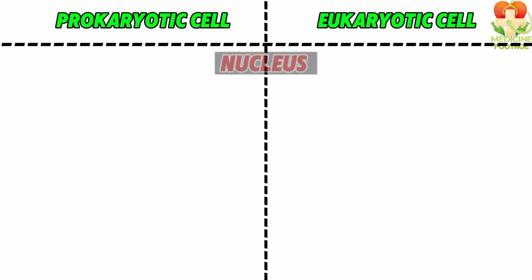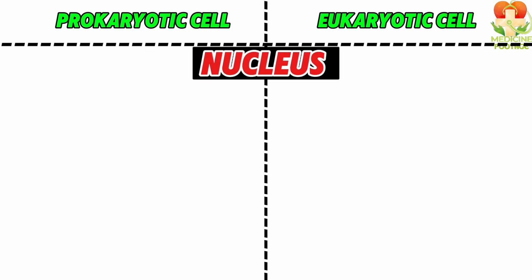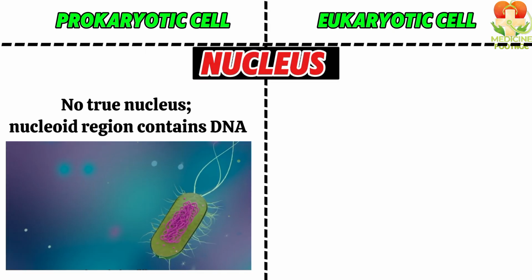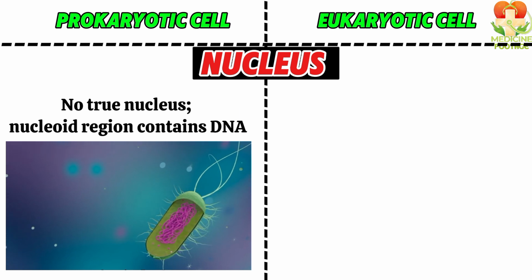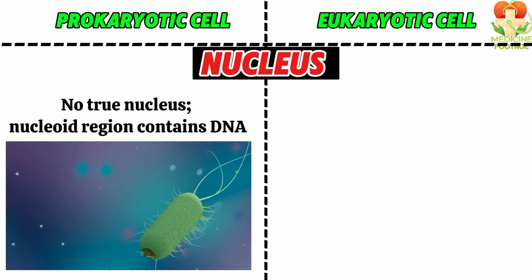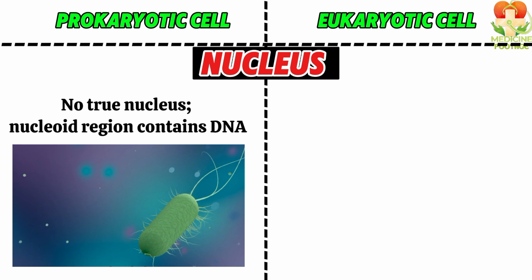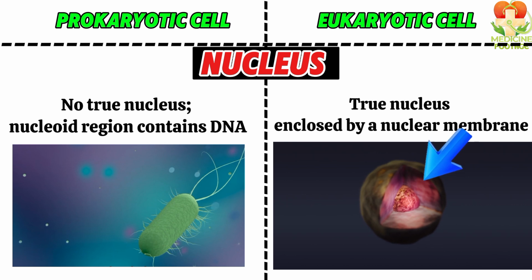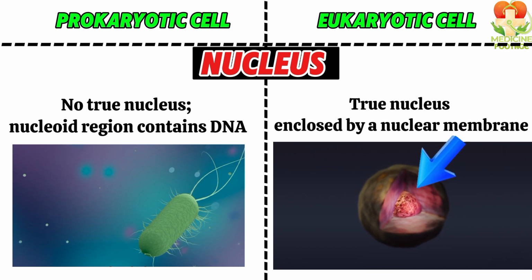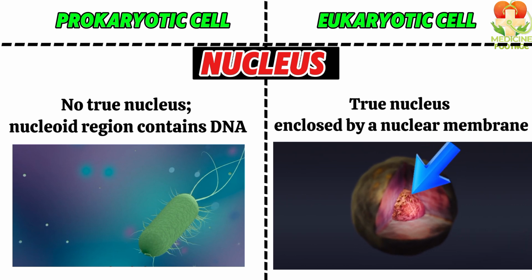Now let's talk about the nucleus. Prokaryotic cells don't have a true nucleus. Instead, their DNA is located in a region called the nucleoid, which isn't enclosed by a membrane. On the other hand, eukaryotic cells have a well-defined nucleus that's enclosed by a nuclear membrane, protecting the DNA inside.